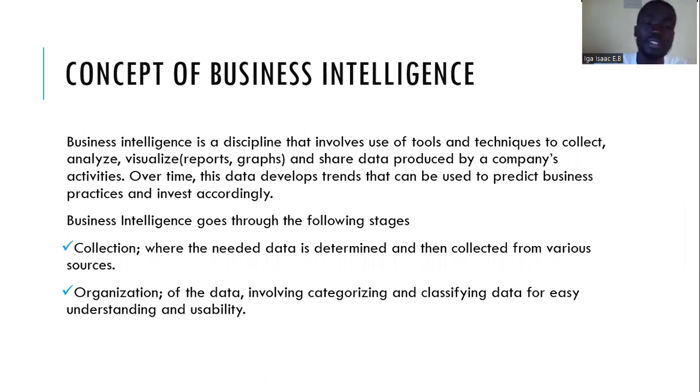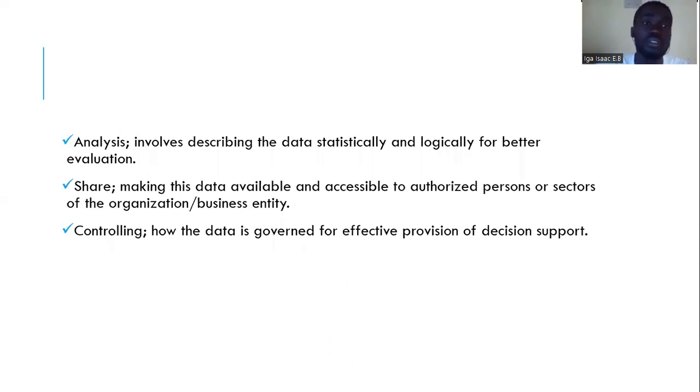And then business intelligence goes through the following stages. First is collection, where we collect data needed for our database from the various data sources of our business. There can be both internal and external data sources that give us the data. So the first stage is collection, where we get this data from all those sources. Then organization of this data, where we categorize and classify it for easy understanding and usability.